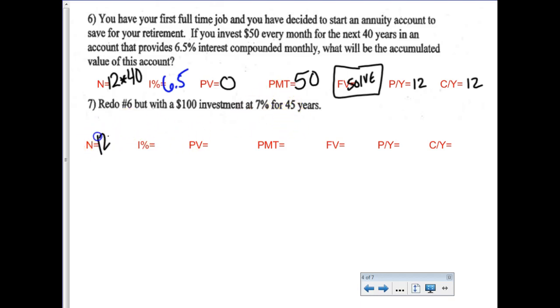All right, so 12 times 45. I think I'm going to be here forever. I don't think I'm ever going to retire. Not by choice, by the way.